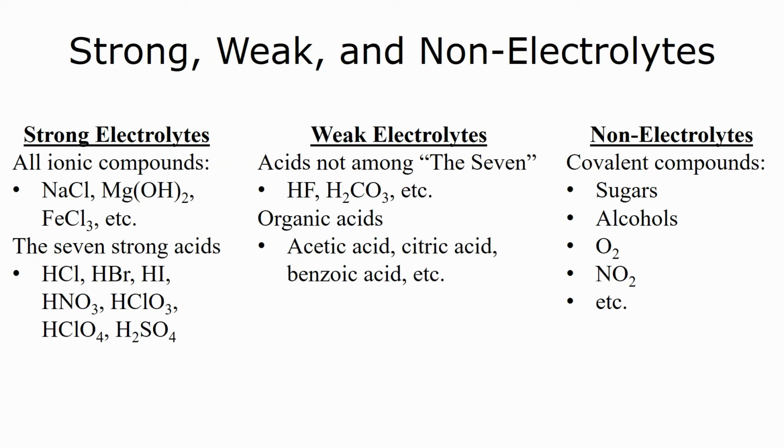So strong electrolytes include all ionic compounds and the 7 strong acids, and weak electrolytes include any acid that is not among the 7, such as hydrofluoric acid, carbonic acid, and organic acids known as acetic, citric, and benzoic. And then non-electrolytes include covalent compounds, such as sugars, alcohols, and certain gases. However, we want to talk about weak bases.